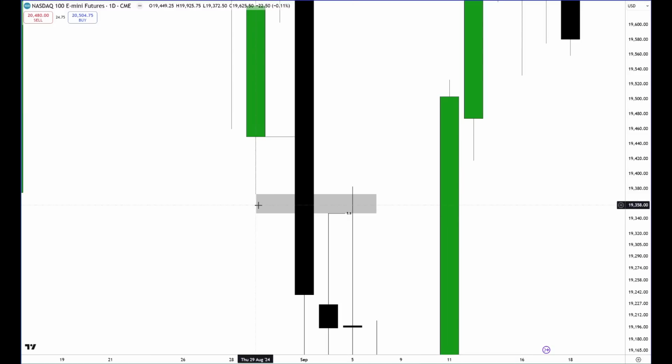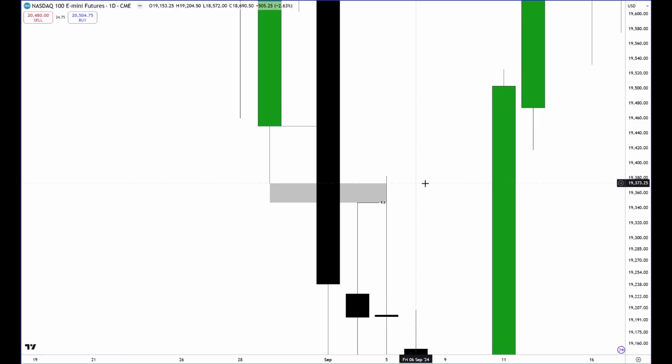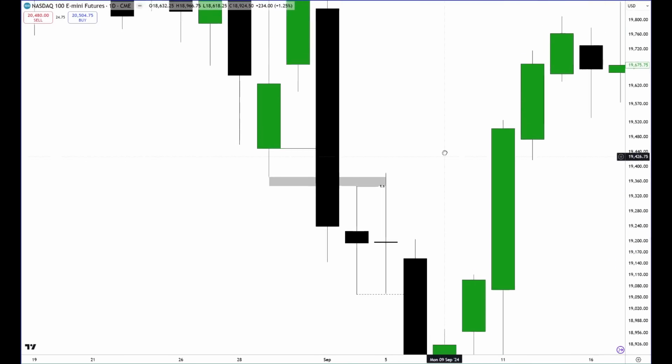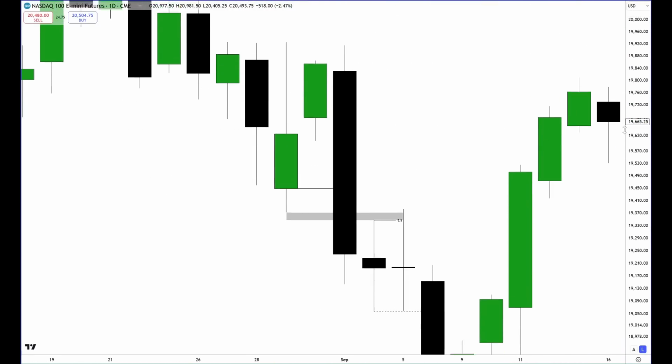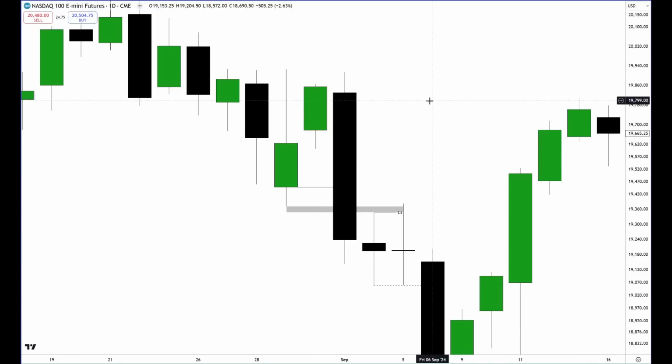Would you believe me if I told you this was the fair value gap? Would you believe me? Or would you think I am making this up? If you're not taking notes already, start right now. This is going to get interesting.